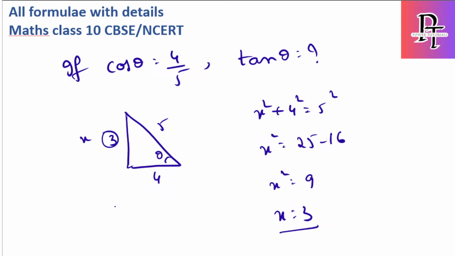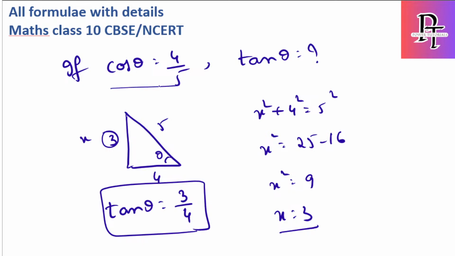So what are they asking now? tan theta. What is tan theta? Opposite by adjacent, which is 3 by 4. See, using cos theta, how I found tan theta? It is very easy. We just have to draw in terms of a triangle, write the others, get the other side of the triangle using Pythagoras theorem, and then solve whichever trigonometric ratio they asked.